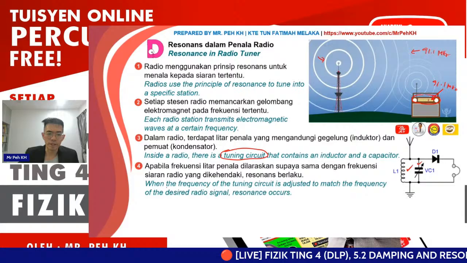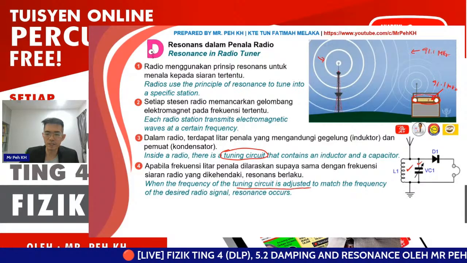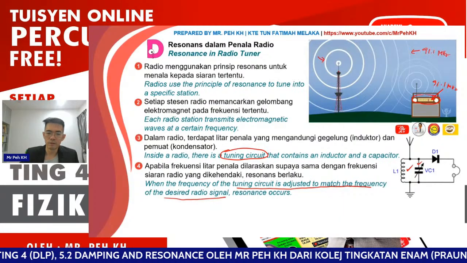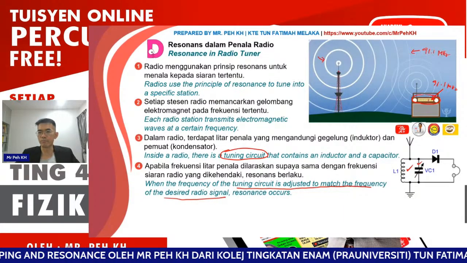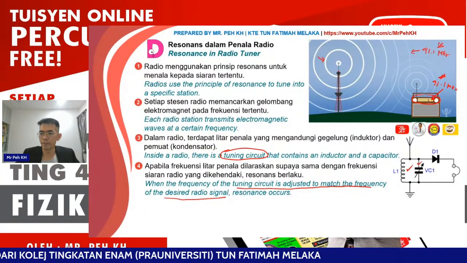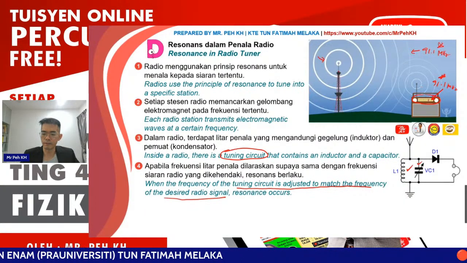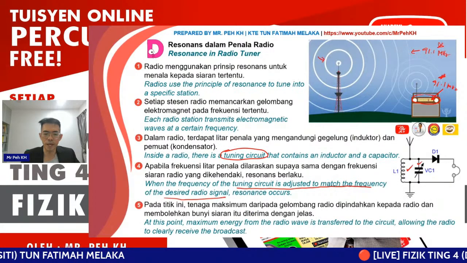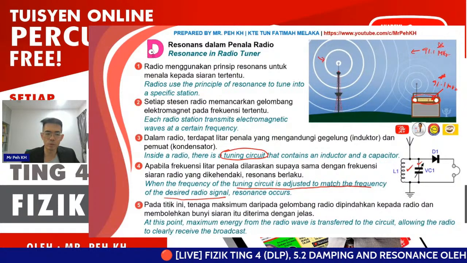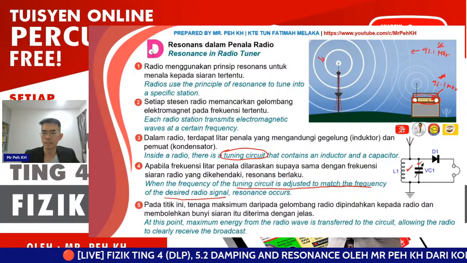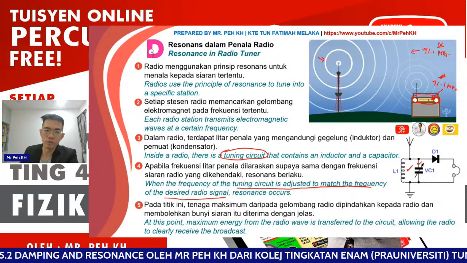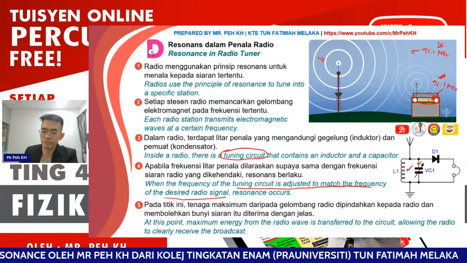You can see here, when the frequency of the tuning circuit is adjusted to match the frequency of the desired radio signal, resonance occurs. Both vibrate at the same frequency. At this point, maximum energy from the radio wave is transferred to the circuit, allowing the radio to clearly receive the broadcast. So this is another good application of resonance in our daily life.